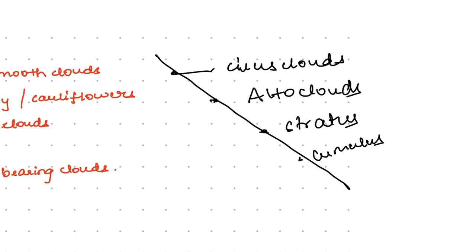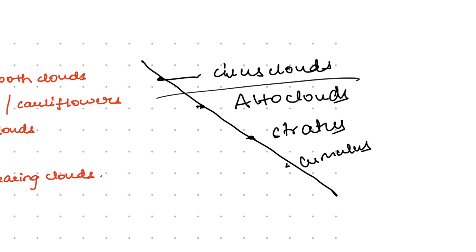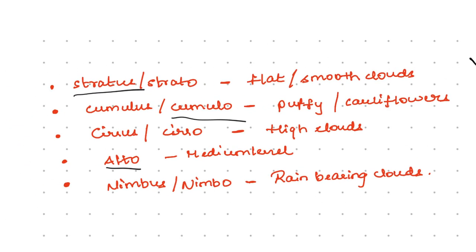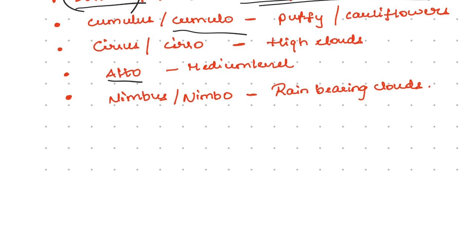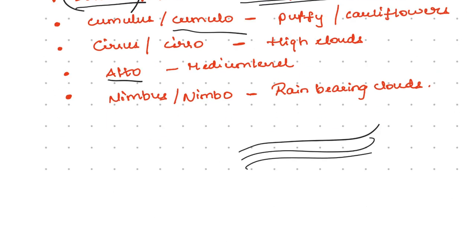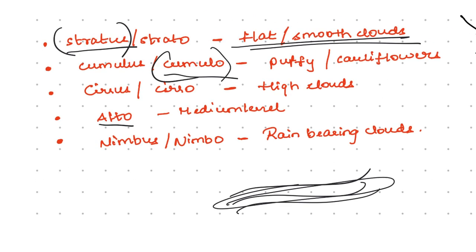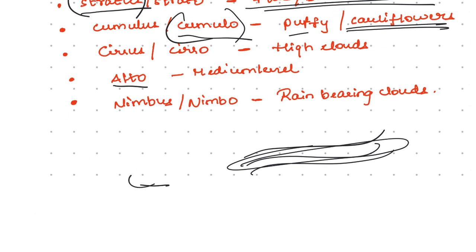So first, the higher clouds are cirrus, alto clouds, stratus clouds and cumulus clouds, right? I hope you are all clear till here. So now, what does the word stratus mean? It is a flat smooth cloud. Stratus will be somewhere like this, flat like this. Whereas cumulus, as we have discussed earlier, are vertically extended clouds, that is, they will be like cauliflower or puffy shape like this. Okay, these are cumulus clouds.